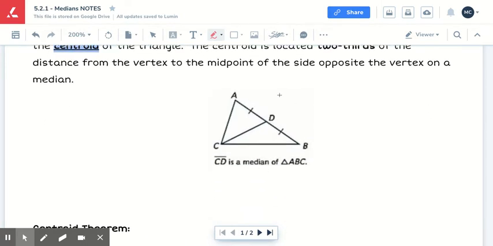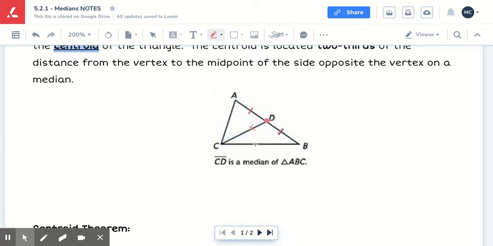Here's an example of a median. You can see that it's connected to the midpoint of one of the sides, and then the vertex that is across from that side. You know that this is the midpoint because it shows that these two line segments are congruent. So the centroid would be located 2/3 of the distance from the vertex to the opposite side. If I were going to approximate that on here, I'd say that's probably about right there.